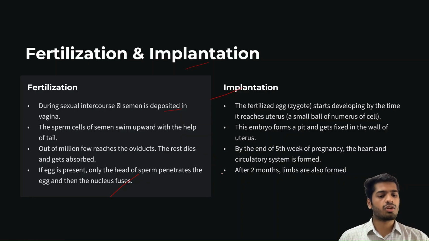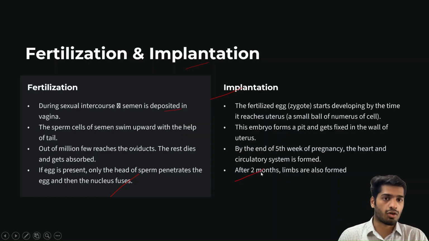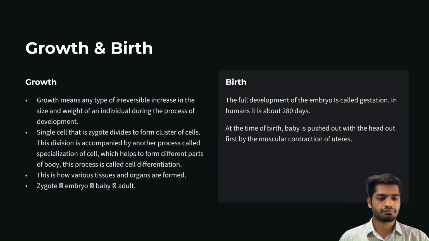Now we can see around 2 months, you're going to see the limbs of this embryo formed, and around the fifth week, you're going to see the heart, that is the cardiovascular system, formed. After that, you're going to see the growth and the birth. So growth means what? It is an irreversible increase in the size and the weight of an individual. So this zygote is going to divide and it is going to grow. So that is your growth.